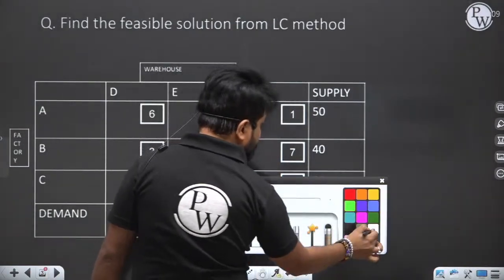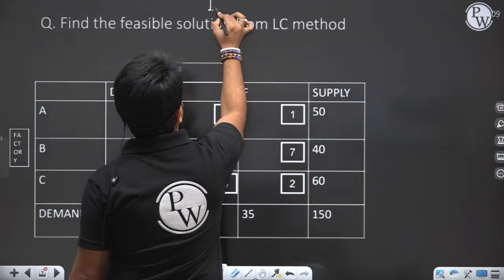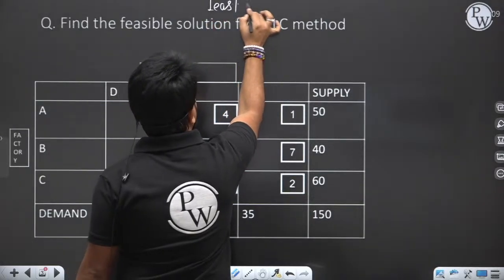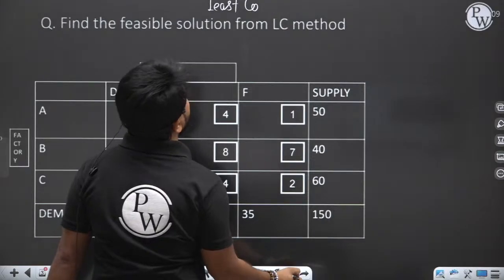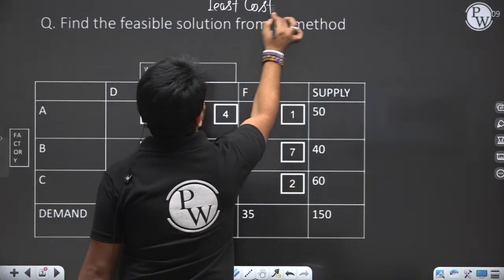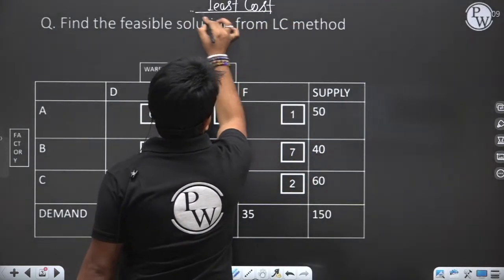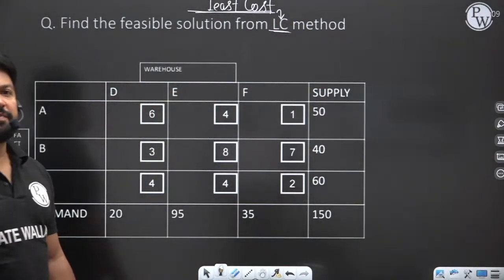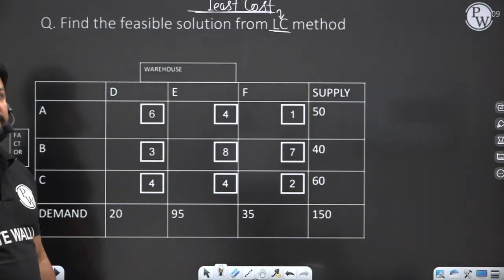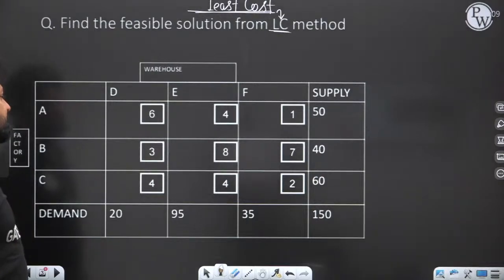So let's try to solve this same question with the help of the least cost method. Least cost, LC. The meaning of LC is least cost, right? Least cost method.